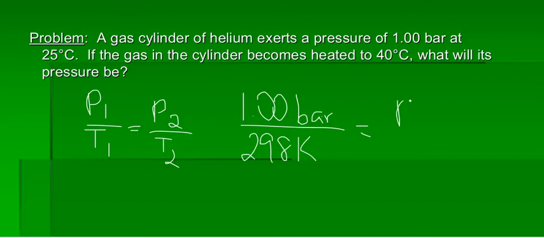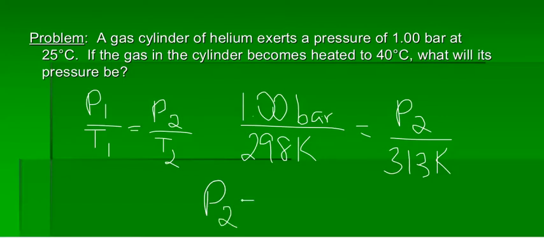We're looking for the new pressure, P2. T2 is 40 degrees Celsius. When you add 273, you get 313 Kelvin. So again, just make sure your temperature's in Kelvin. The other units for pressure and volume do not matter with these gas laws. But if temperature goes up, we would expect the pressure to go up proportionally. You can solve it and you will get the new pressure, 1.05 bars.